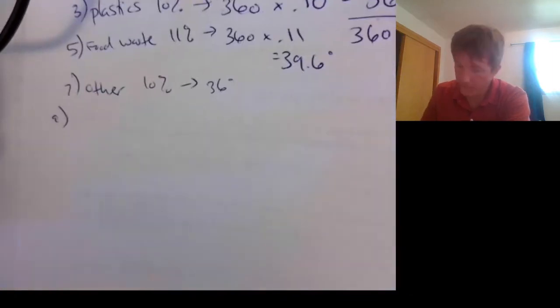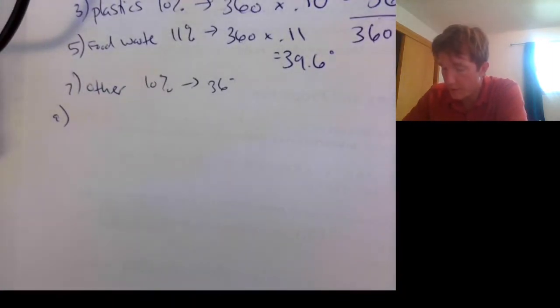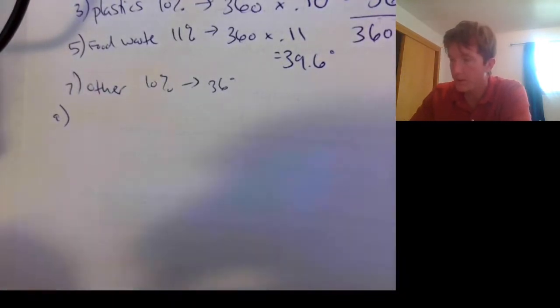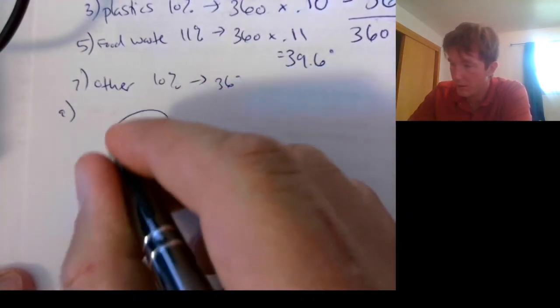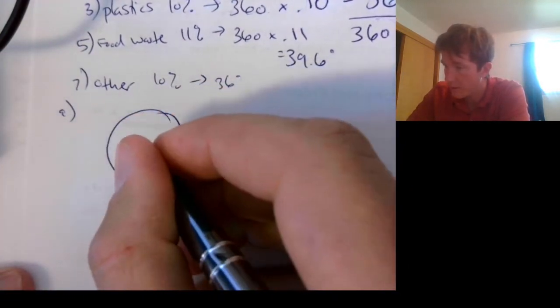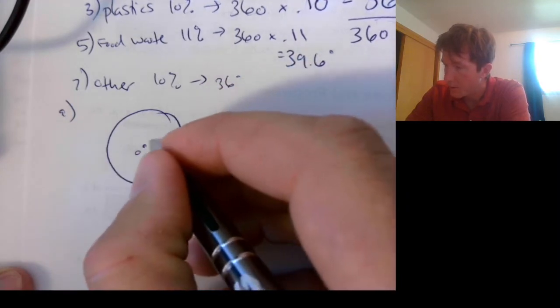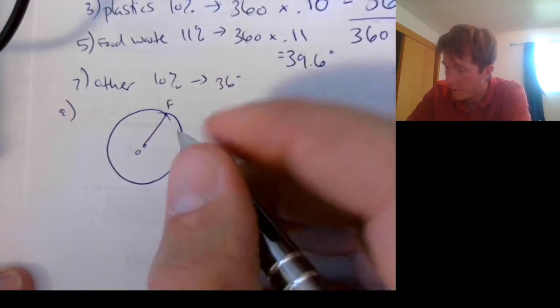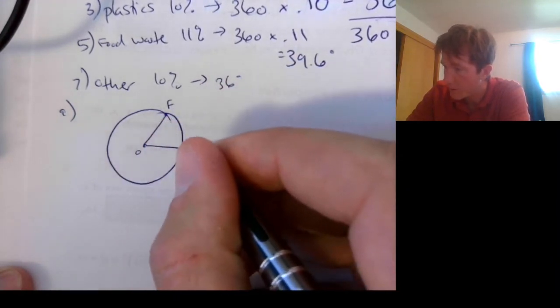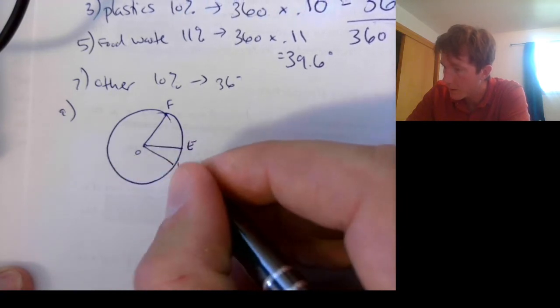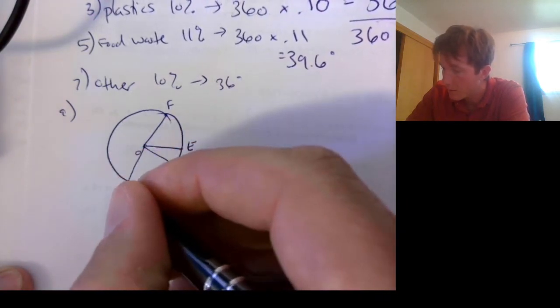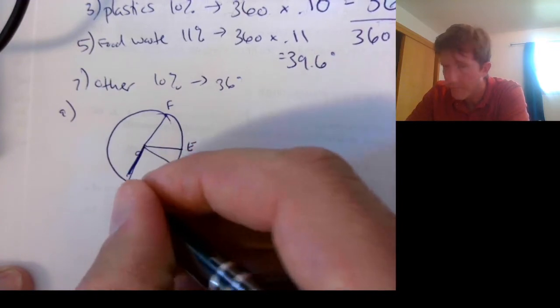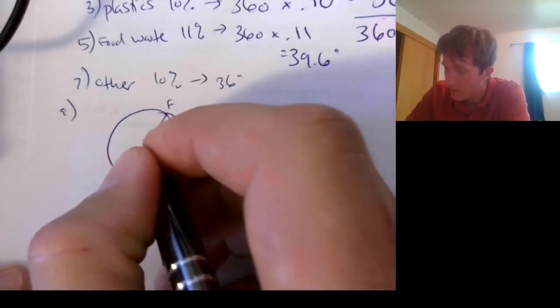Number 9. Identify the following in the circle. So you have a circle here. It's drawn on your page. But basically you have, looks like 5 points, F, E, D, C, oops, I should be right about there, C, and then B.